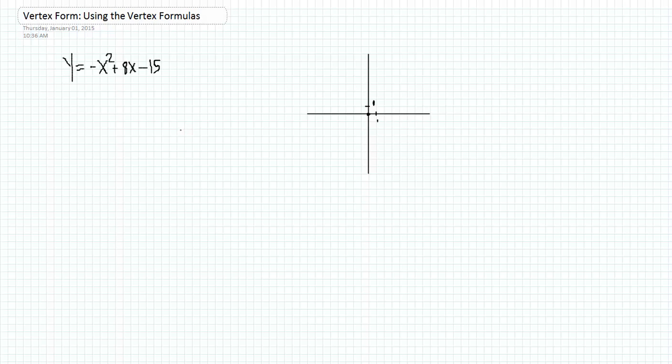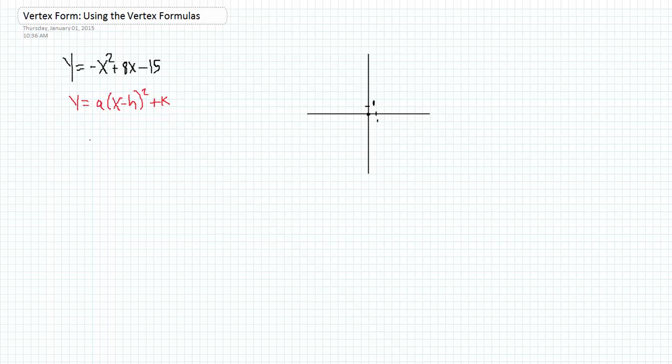Hi guys, so today I wanted to do another vertex form problem, but this time using the vertex formulas. So I'll start out with vertex form. Again, we know that vertex form is y equals a parentheses x minus h, all that squared plus k. And again, I know that some textbooks call this standard form, but for now I'll just call it vertex form, just to avoid confusion with ax squared plus bx plus c.